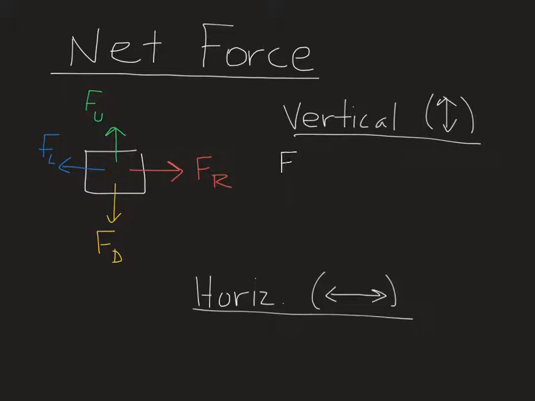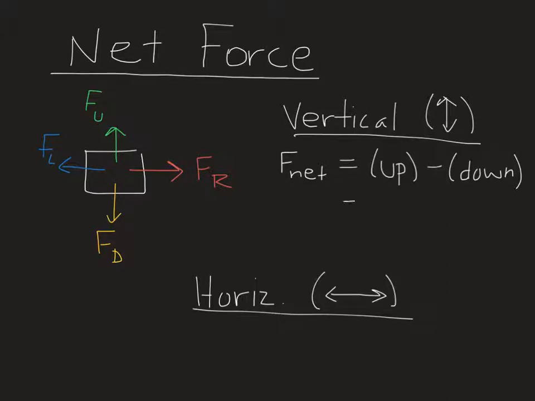So start out and say F net. That only means net force. F net is equal to the up forces minus the down forces. So all of the up forces, all the forces pushing or pulling up, minus all the down forces, all the ones pushing or pulling down. So let's fill that in.